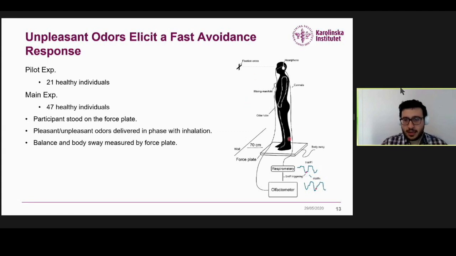Here you can see the setup. We ask our participants to stand on a force plate facing a wall with a fixation cross on it. And using a respirometry and olfactometer, we gave our participants either pleasant or unpleasant odors in phase with inhalation. And we also collected the balance data and body sway measures using a force plate.